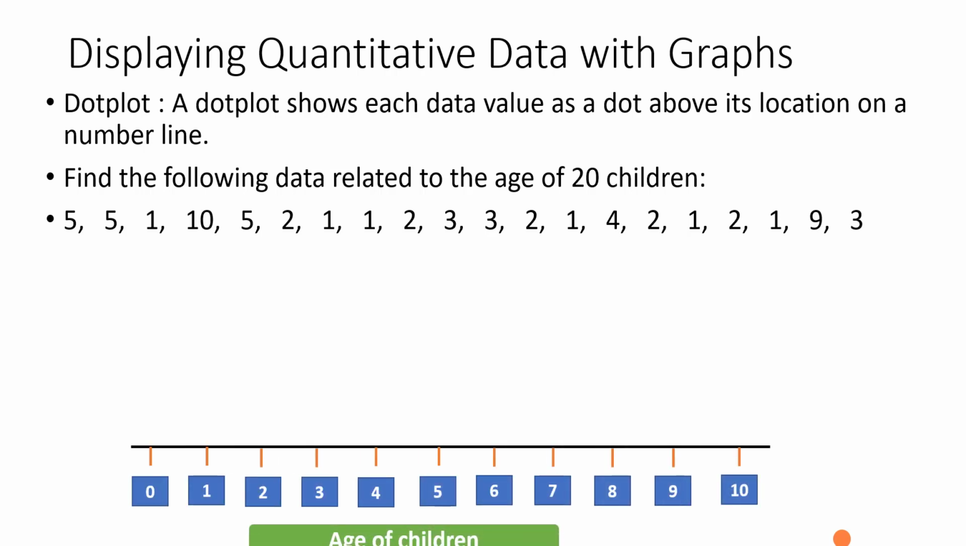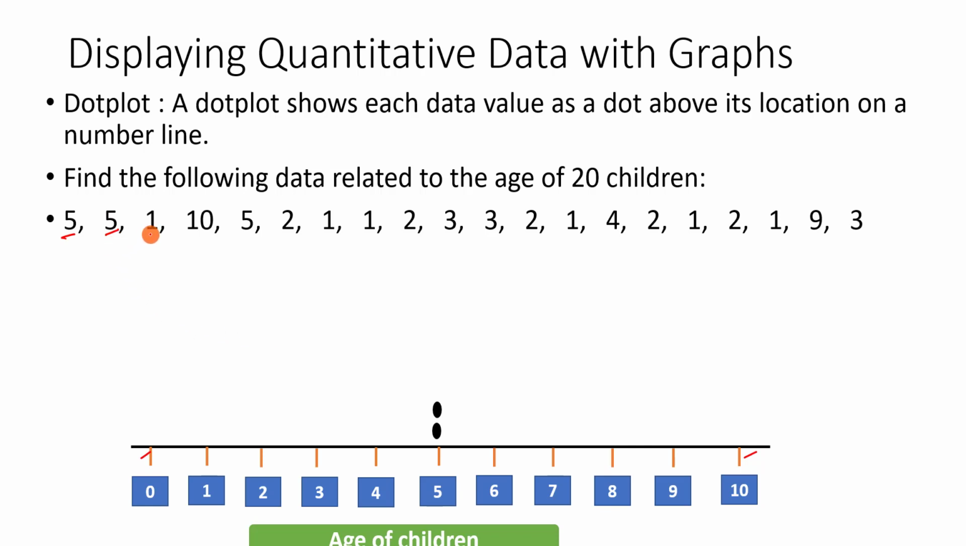First let us prepare the horizontal axis. Horizontal axis we have taken the axis starting with 0. We have taken a maximum age limit of 10. Now let us plot dots on the corresponding data values on the horizontal axis. See, the first child age is 5. So we get a dot on 5. Second child age is again 5. Again we have a second dot on number 5 on the horizontal axis.